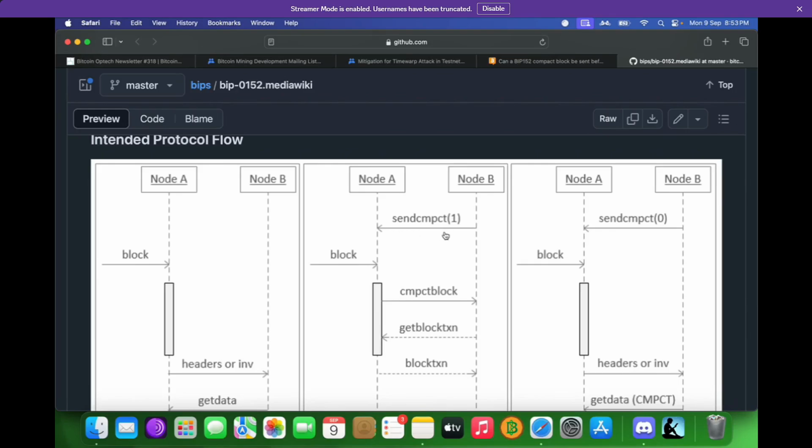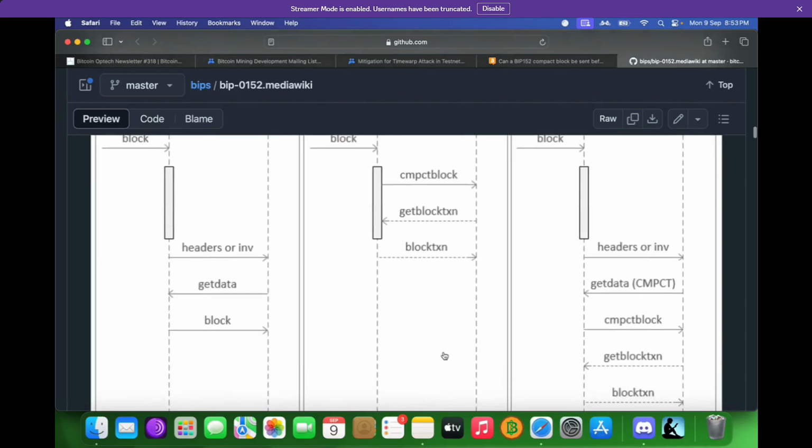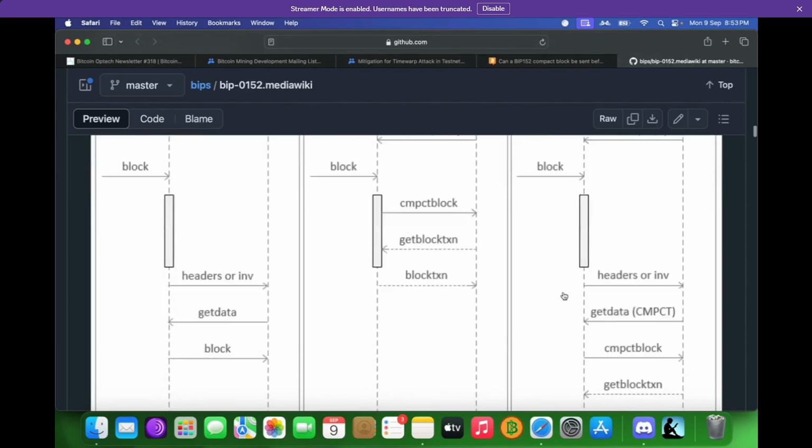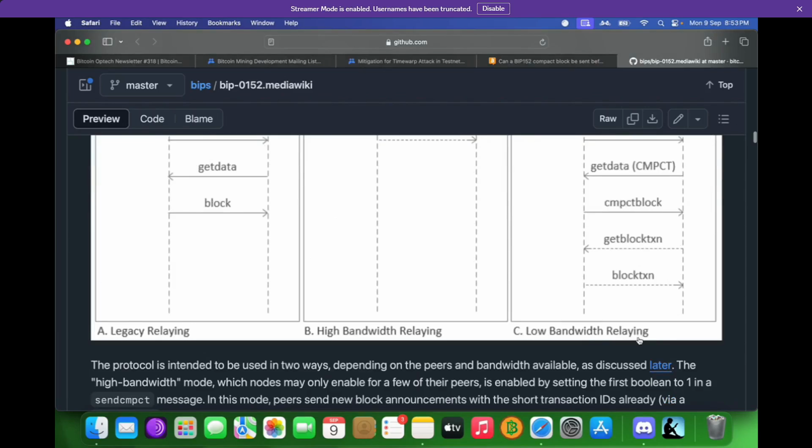A high bandwidth compact block peer will find the block and immediately send the block to you. It will not seek your permission. You've told him, hey, you are my high bandwidth compact block peer. The moment you find a block, just send the compact block to me immediately. These are peers with whom you have very high trust. You trust that they will not cheat you.